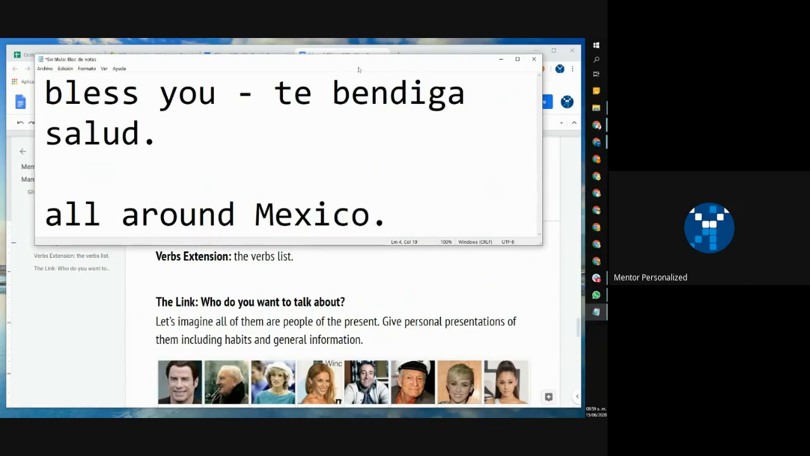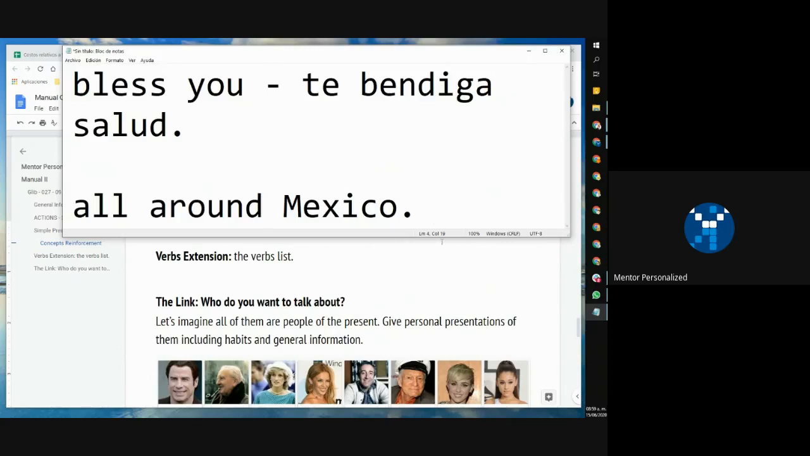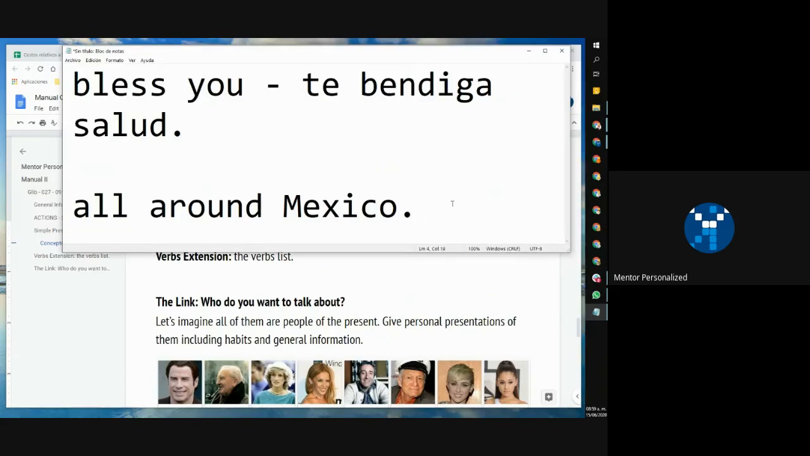Now, a mini complement, for example, of time. How do you say todo el tiempo? All the time. All the time. Very good.